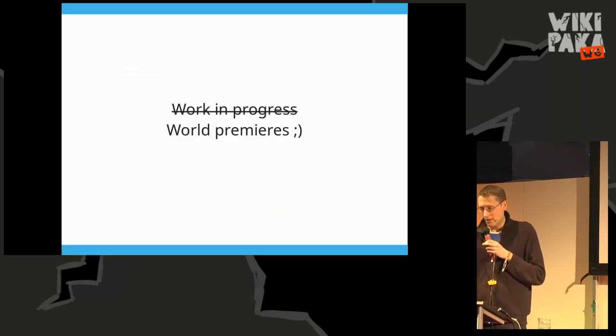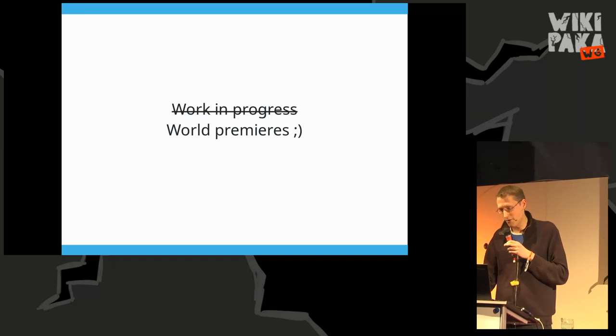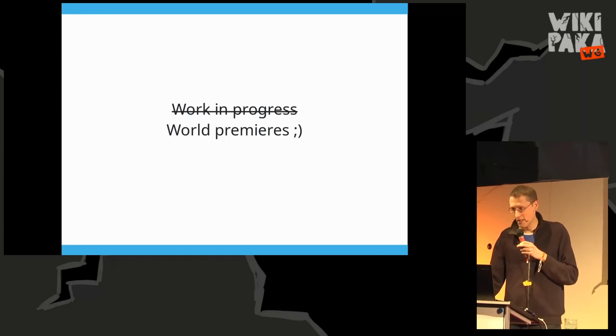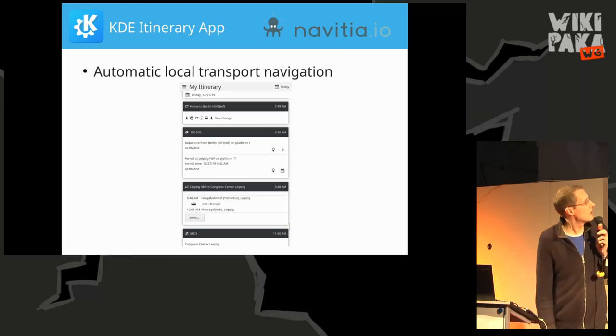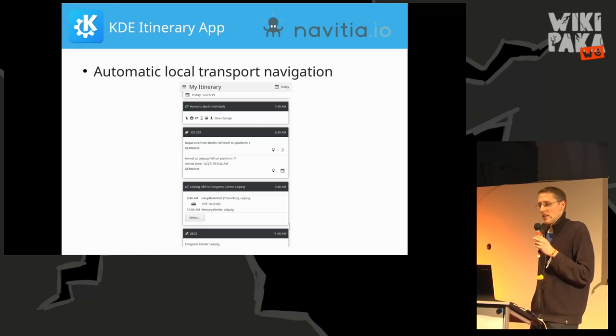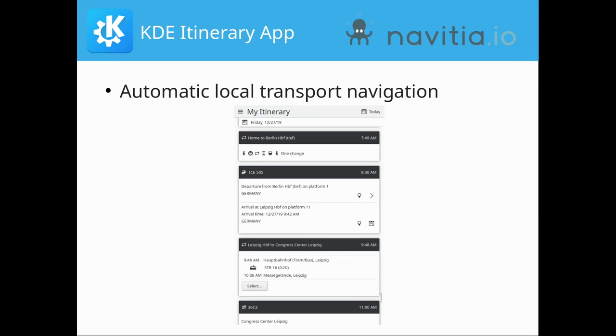Okay, then we get to the more experimental stuff that basically just was finished in the last couple of days, that we haven't shown anywhere else publicly yet. The first one is, and that's a bit better to read at least, if you saw the timeline earlier, right, it had my train booking to Leipzig and then the Congress ticket. But that still leaves two gaps, right? I need to get from home to the station in Berlin, and I need to get from the station in Leipzig to Congress.